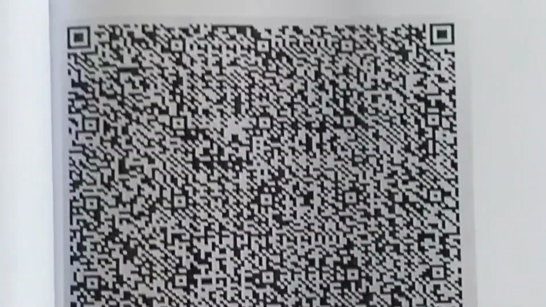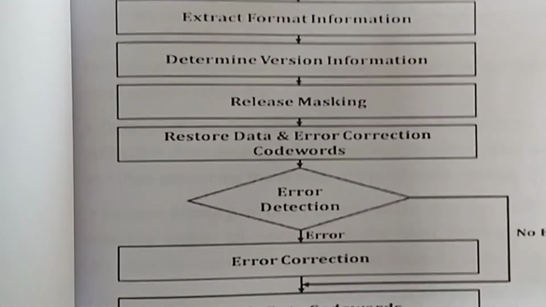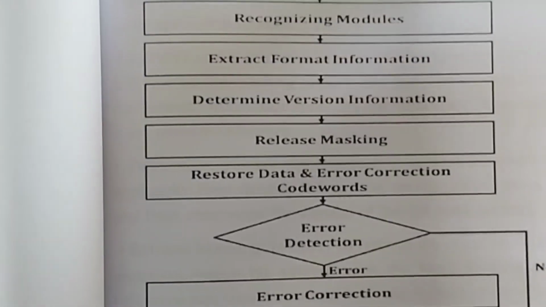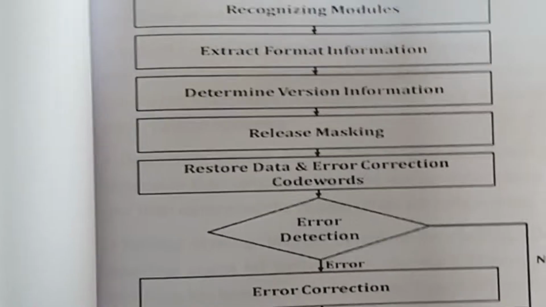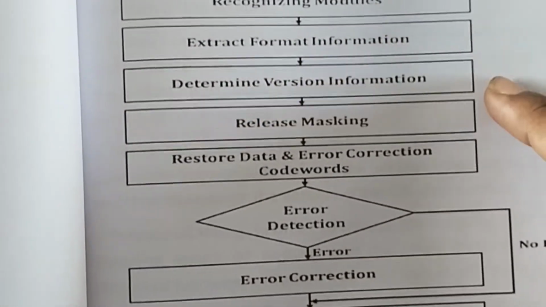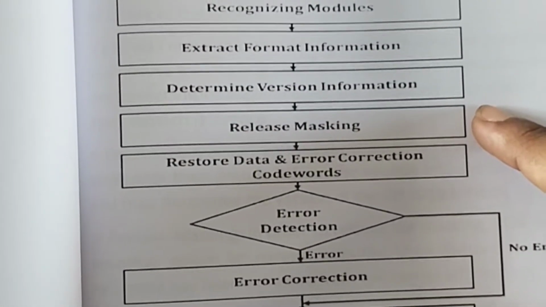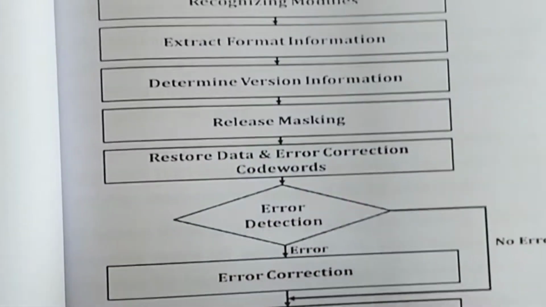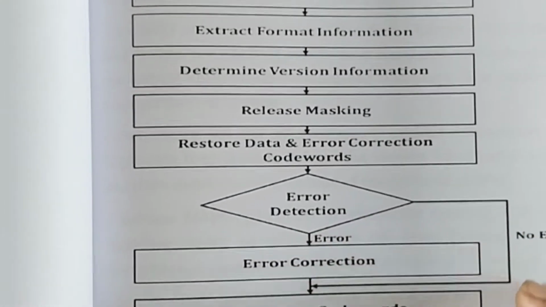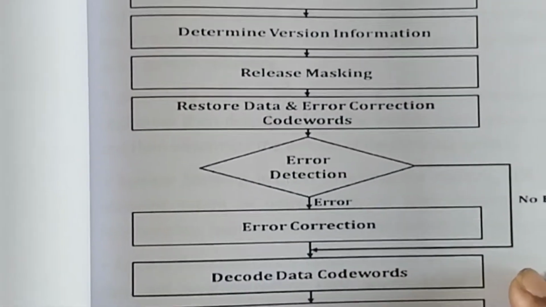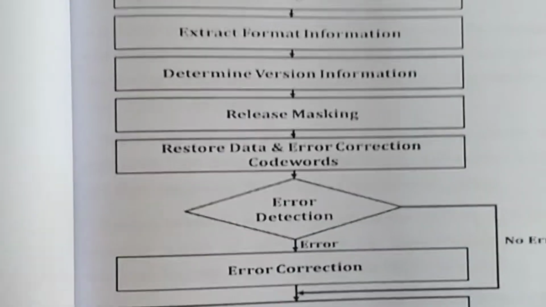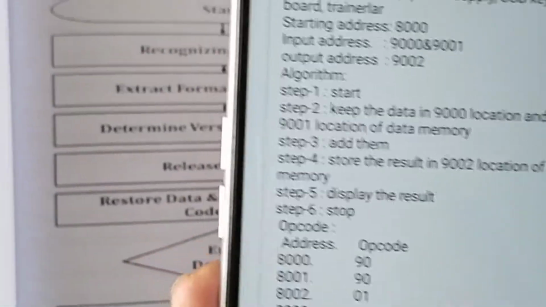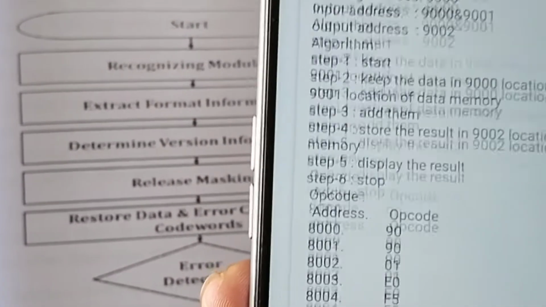Here you can now see the decoding of a QR code. It starts when you scan the QR code. It will extract the information and determine the version, format information, mask, restore data and error correction codewords. If there is an error, it is corrected. If there is no error, it goes on to decode the data codewords, and finally we get the output in the form of readable data.